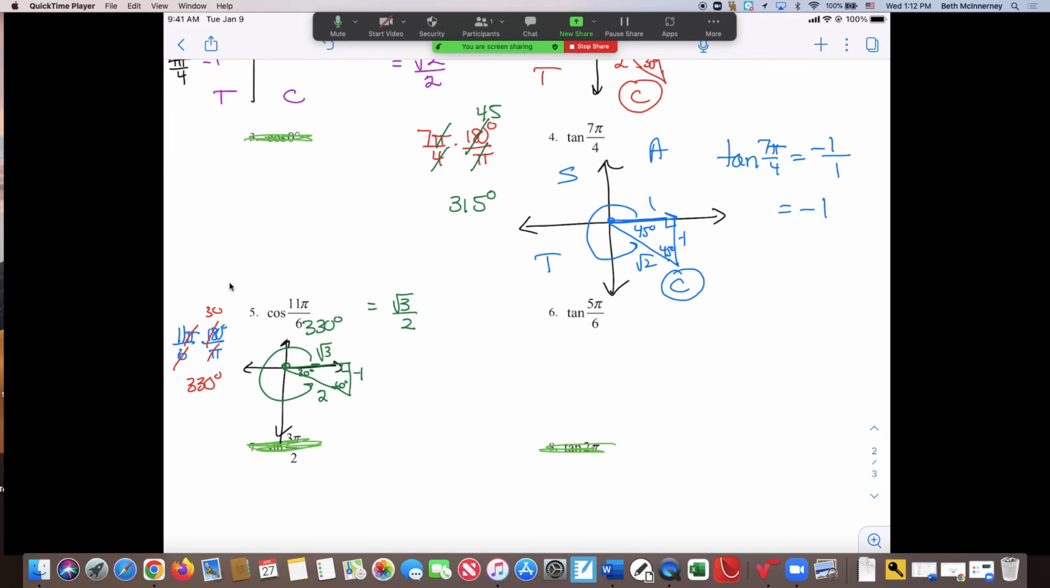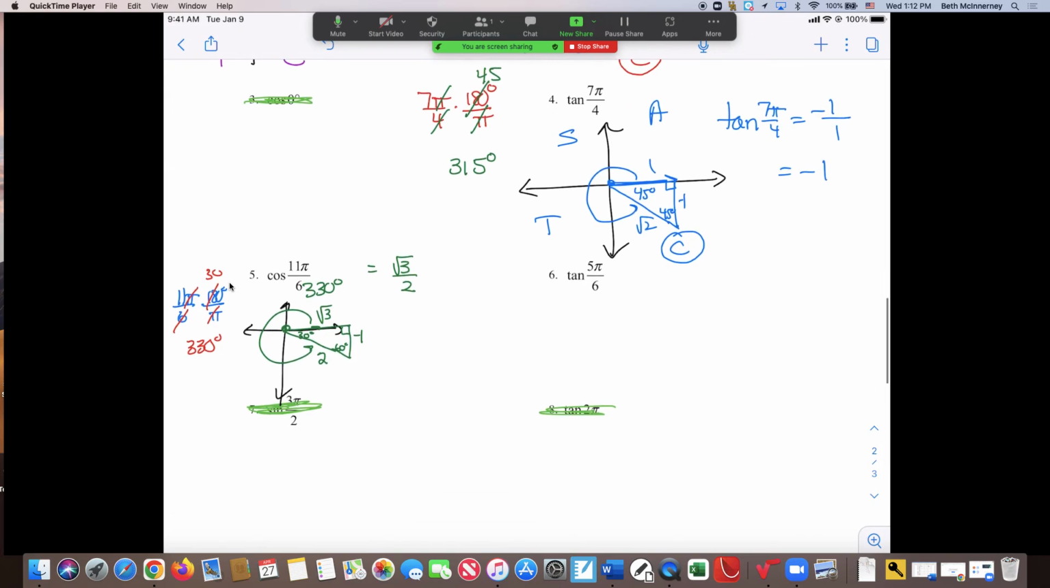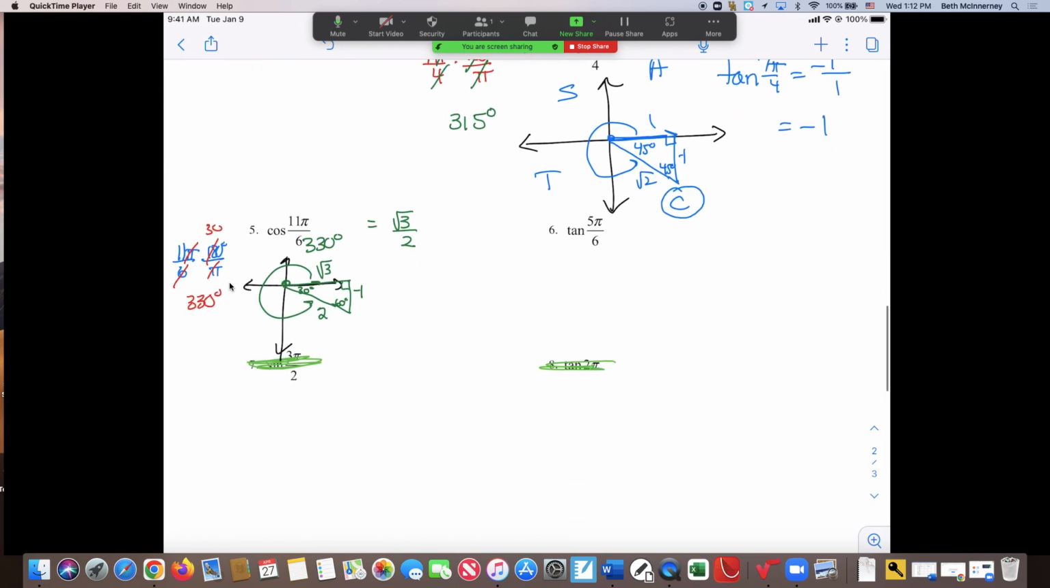All right, number 6. Tangent 5 pi over 6. So convert your, now if you're comfortable working in the radians, try it. But we do need our 30, 60, or 45, 45 right triangle, so we might as well convert 5 pi over 6 into degrees. Yes, good job, you got it.